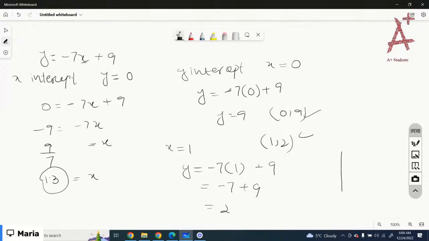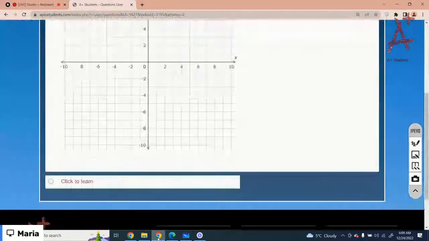Okay, x is 0, y is 9. Here you have 9. X is 1, y is 2. X is 1 here and 2. This is the point. You can just join these 2 points and plot a graph. Got it? So this is the graph for the equation. You are given the options here.